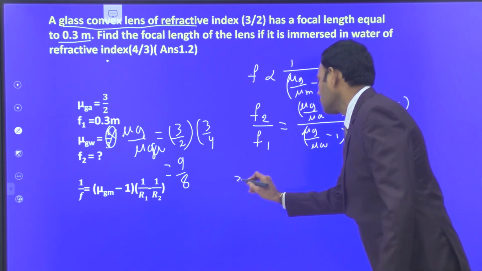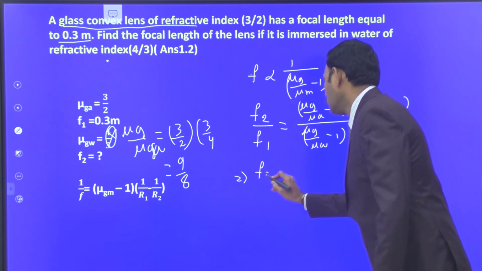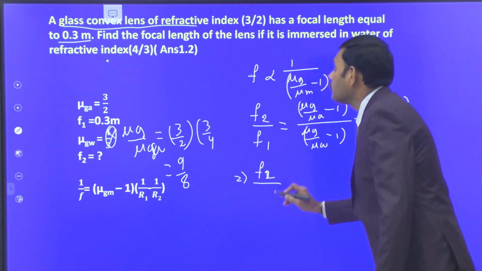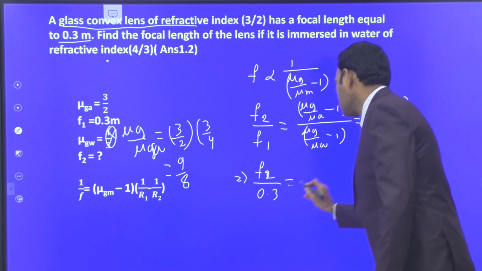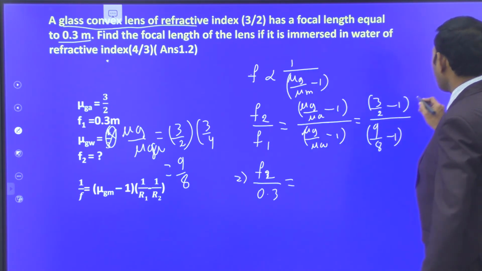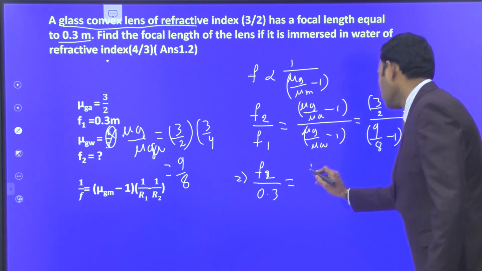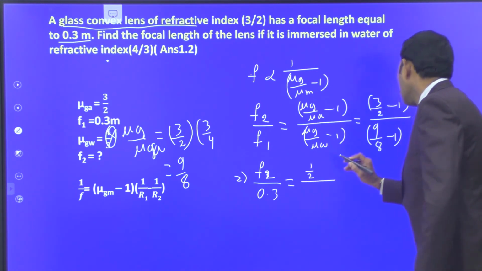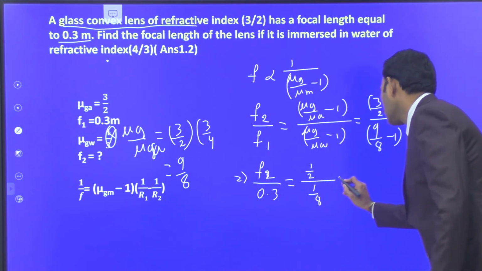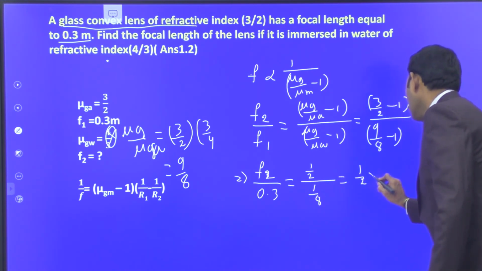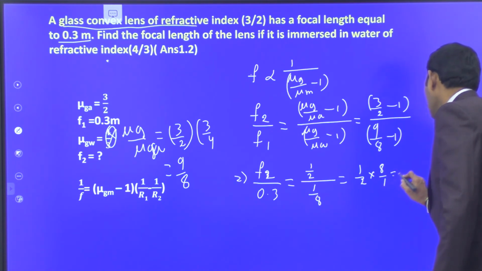This implies f2 is the unknown value and f1 is given as 0.3 meters, equal to (3/2 minus 1, which is 1/2) whole divided by (9/8 minus 1, which is 1/8). That is equal to 1/2 into 8/1, which is equal to 4.